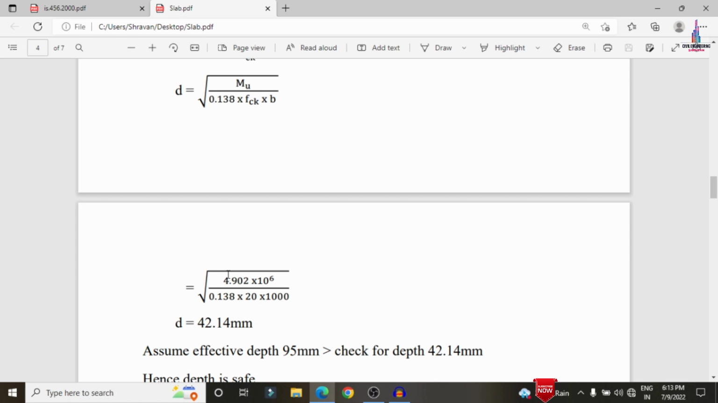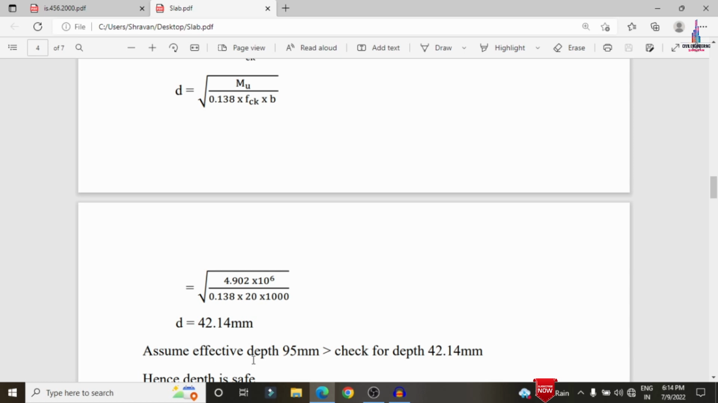So here I am substituting this value. I am multiplying it by 10 power 6 in order to get the value in mm for the depth. Dividing by 0.138 into 20 into 1000, we get a value of approximately 42.14 mm.